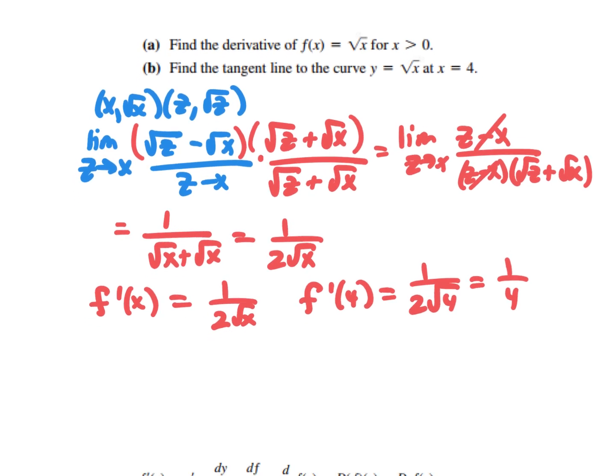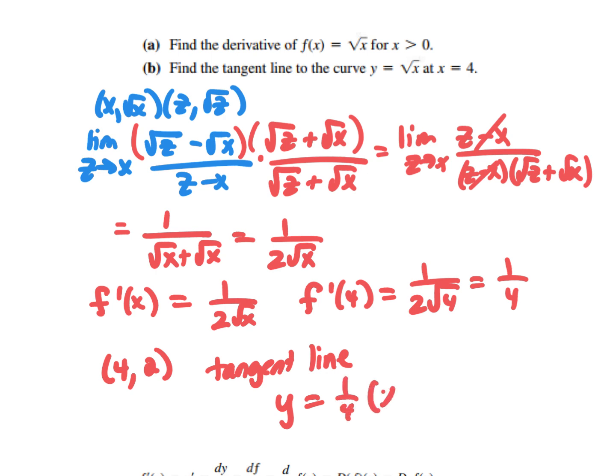They want the equation of the tangent line. So I need to know what point exactly is at x is 4. So when x is 4, I know that my equation was square root of x, so square root of 4 would be 2. So my tangent line would be y equals the slope times x minus x plus y.